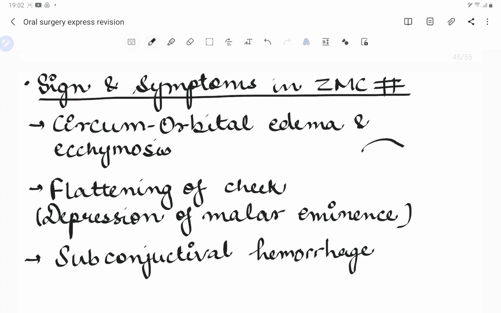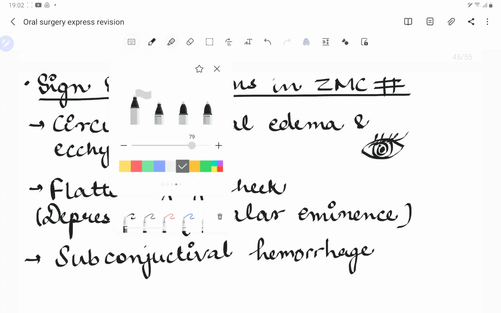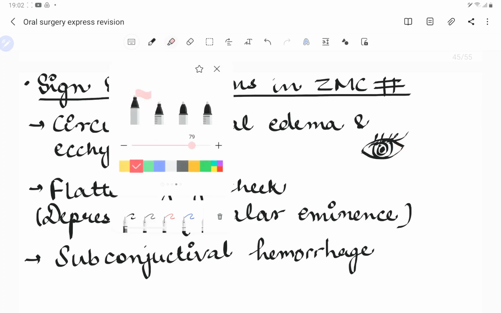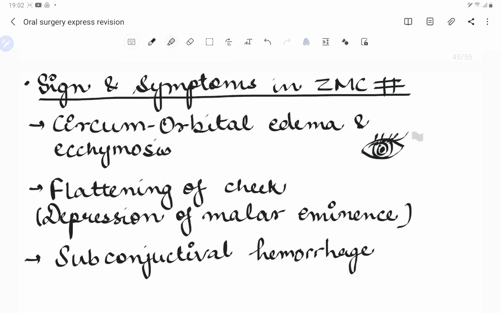In case of a zygomatico-maxillary complex fracture, the orbital floor fracture is usually accompanied by it. So whenever we see a zygomatico-maxillary complex fracture, the one thing associated most of the time is a fracture of the bony orbit. So there is ecchymosis and circumorbital edema. So we see a darkening all around the eyes.